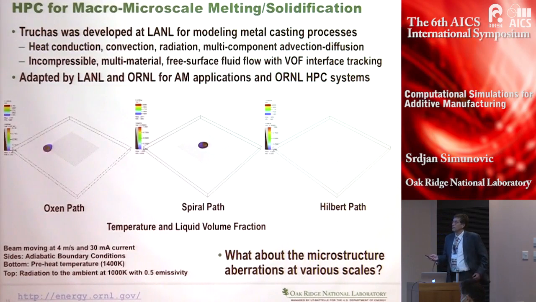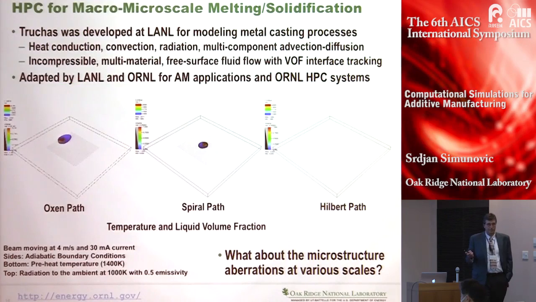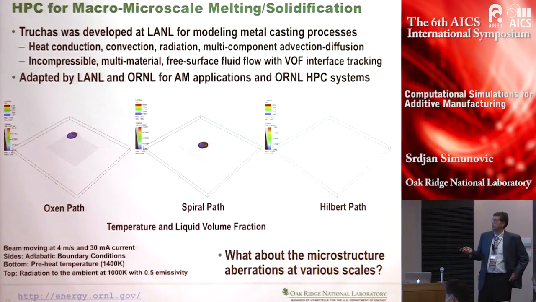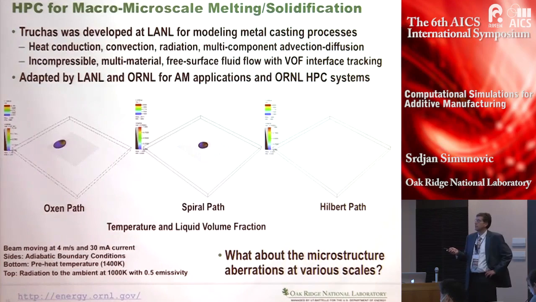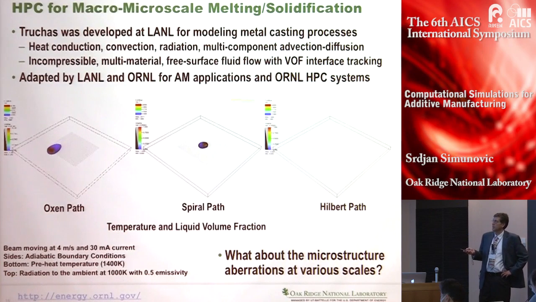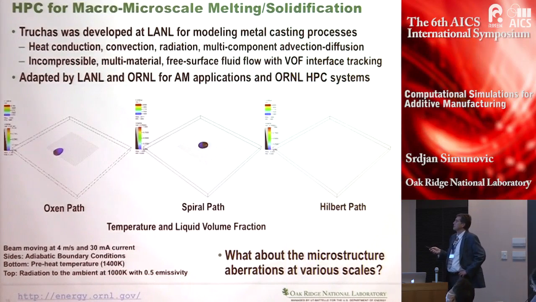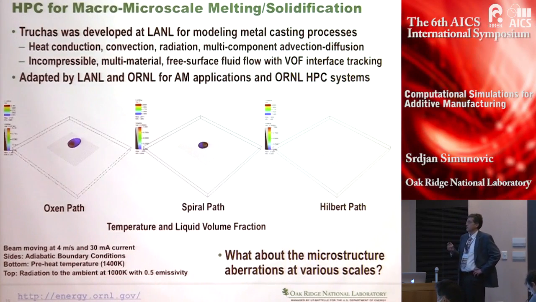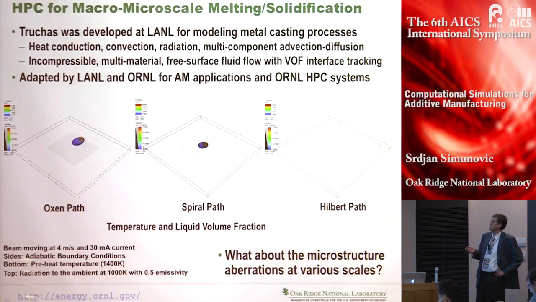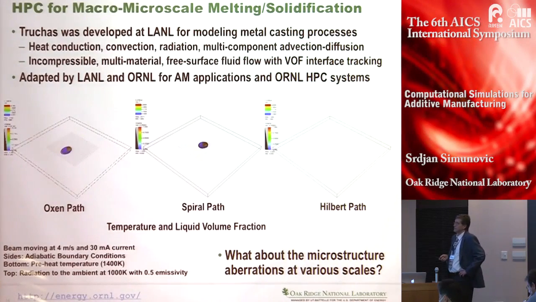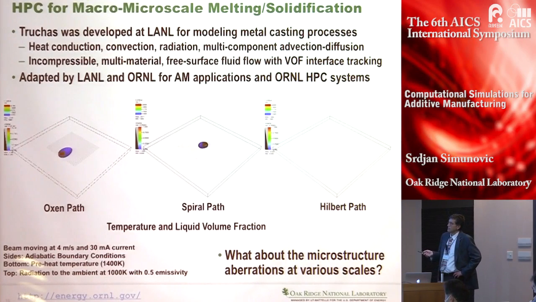In this case, for melting and solidification, remelting and resolidification, we are using the code TRUCHAS, which was developed at Los Alamos National Lab for modeling metal casting. It contains heat conduction models, convection, radiation, multi-component advection diffusion process. It's incompressible, multi-material, free surface fluid flow, with volume of fluid interface tracking. So it is now being developed at LANL and Oak Ridge for AM applications on an ORNL HPC system.